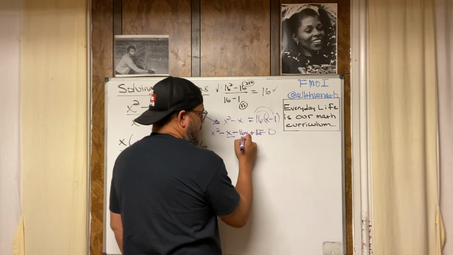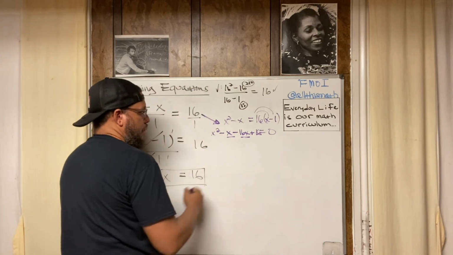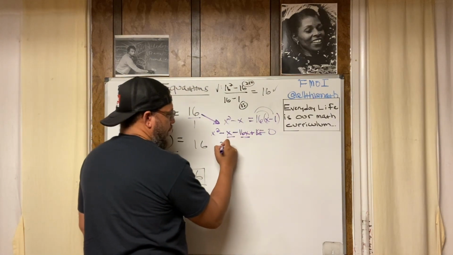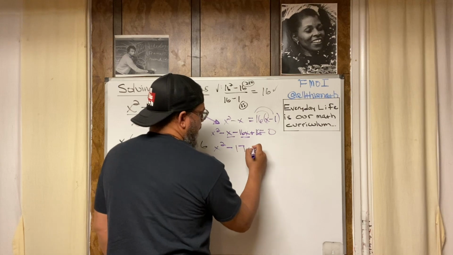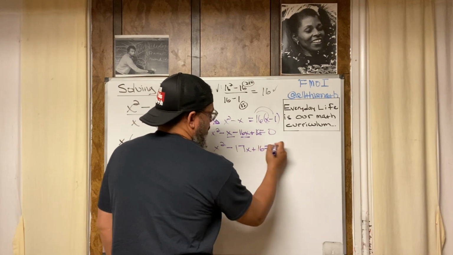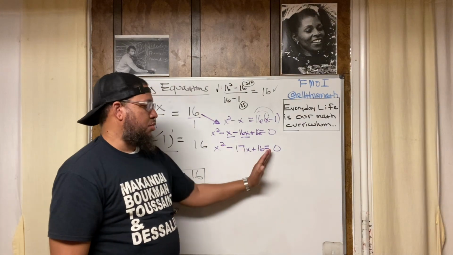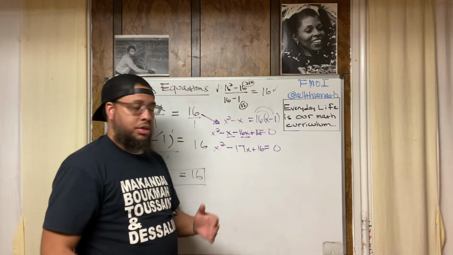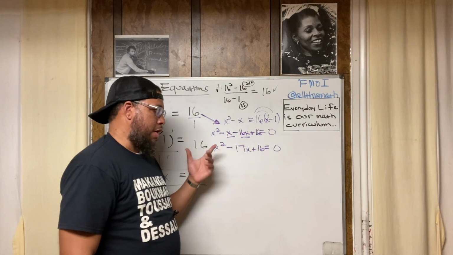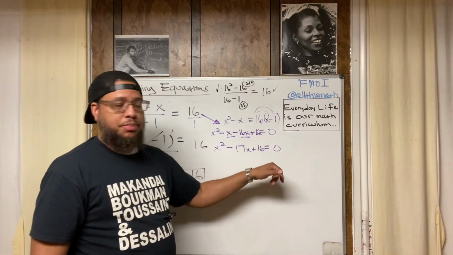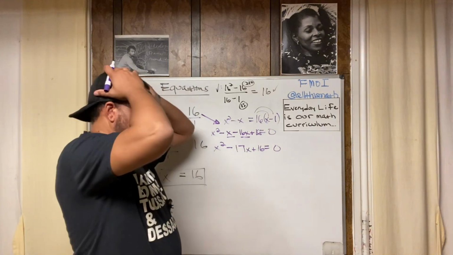All right, so then we got this and this put together. We're going to combine like terms. So now we got x squared minus 17x plus 16 is equal to 0. Now we got a quadratic trinomial. 1, 2, 3. Tricycle has 3 wheels. Trinomial has 3 terms, right? x squared minus 17x plus 16 is equal to 0. I can factor this.